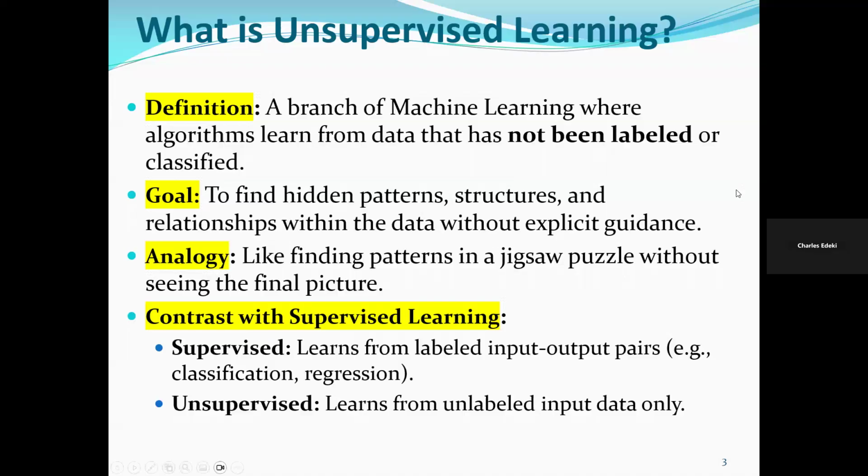Comparing with supervised learning, as we said earlier, we learn from labeled input and output, for example classification and regression. We went through the concept already. So unsupervised learning learns patterns or structures from unlabeled data. The data has no target variable, nothing. So that's the difference between supervised and unsupervised learning.